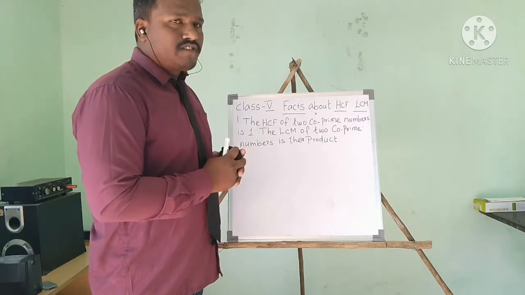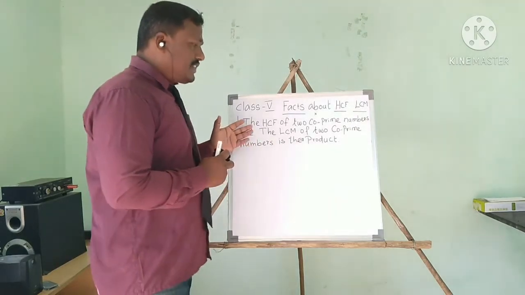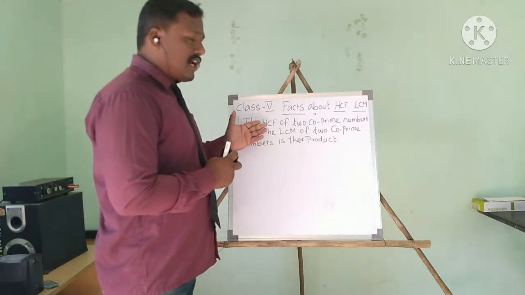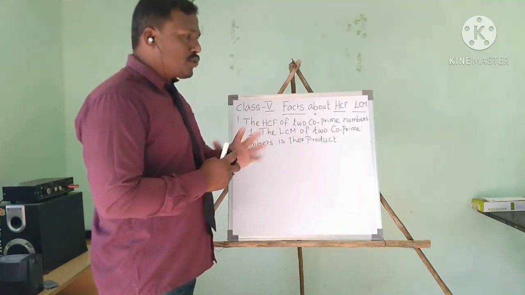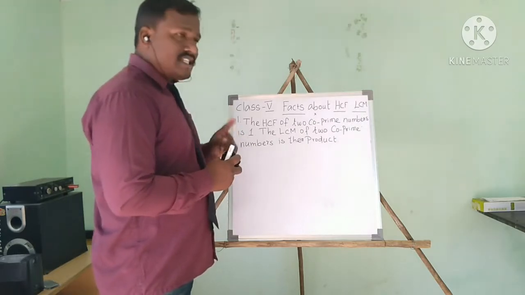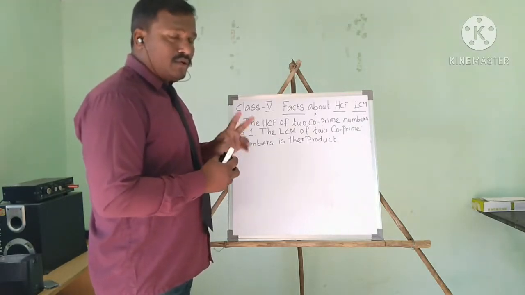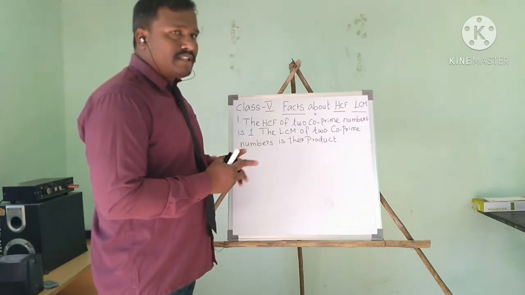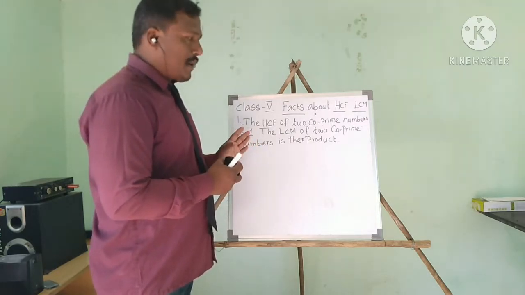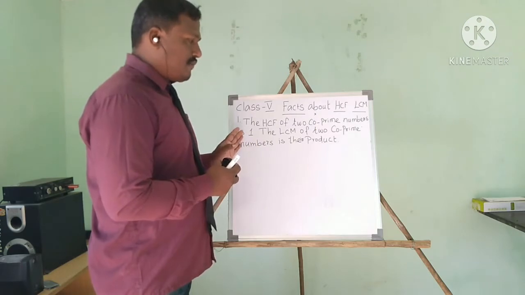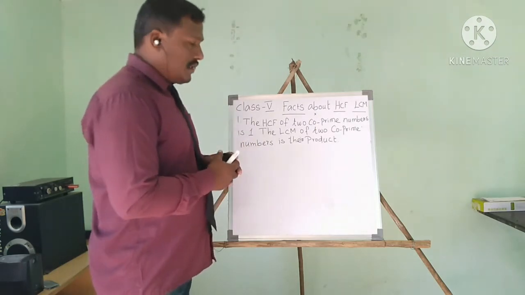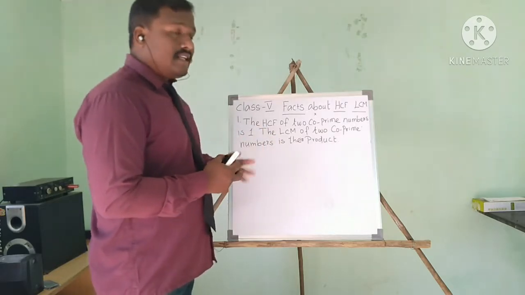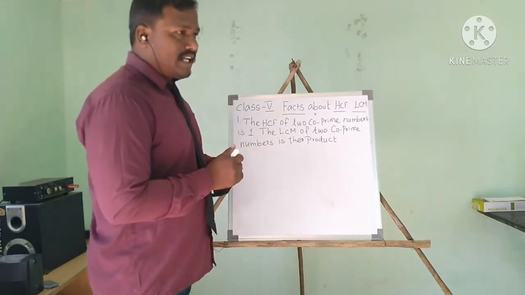The first fact: the HCF, which means highest common factor, of two co-prime numbers is 1. Which are co-prime numbers? I will give some examples. So, the HCF of two co-prime numbers is 1. And the LCM of two co-prime numbers is their product. Okay, let me take some example.